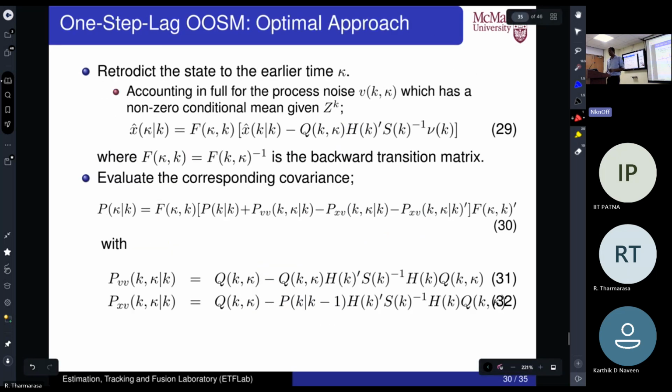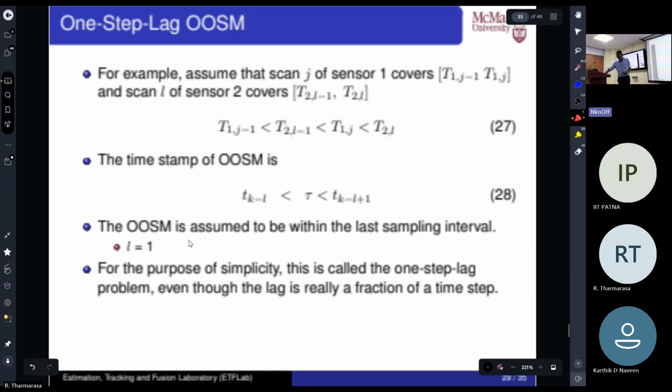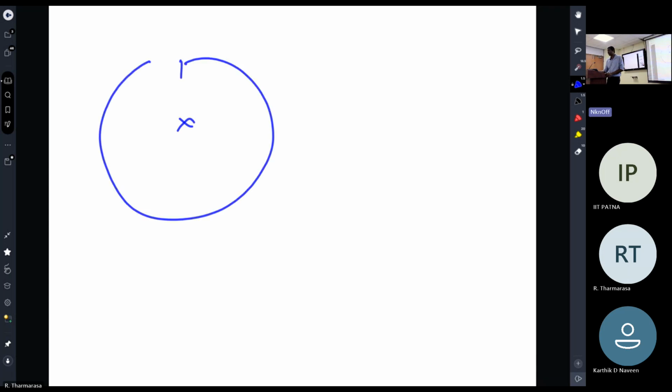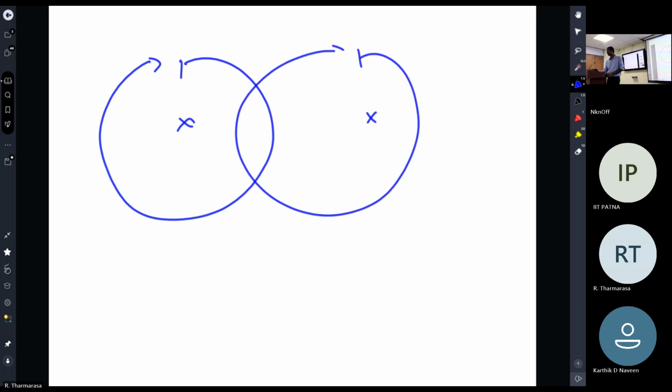In the single step lag, before that, earlier I said that you can throw away the out-of-sequence measurement and live with that, right? But under certain conditions, you can't do that. One example of this is a radar rotating like this, and we have another radar here that rotates like this. Are you okay with that?